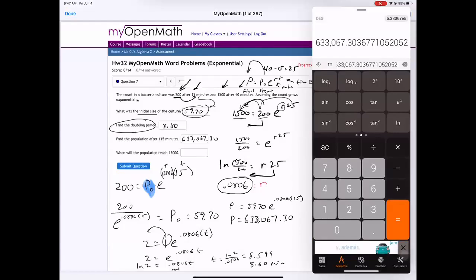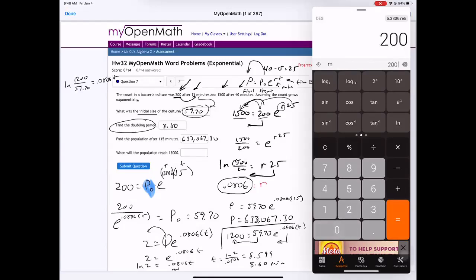And then when will you reach the population of 1200? Now, 1200, so this is my last one, sorry, running out of space. 1200 is equal to our starting population, 59.70 e to the 0.0806. And we don't know how long it's going to take us. So for this problem, just like before, solving for exponents, we're going to get rid of the 59.70. Then we're going to natural log that, and then we're going to divide that by 0.0806. Okay, I'll do that over here. So we have natural log of 1200 divided by 59.70, and then we're going to say that equals 0.0806 t.